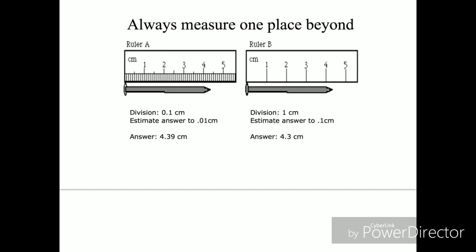Now, when we look at ruler B, we can see that this ruler has fewer graduations, and so our system of measurement should communicate that our certainty is less, because our ruler has fewer graduations. So here we only see the ones place. So we have the ones place and then our estimate for the tenths place.